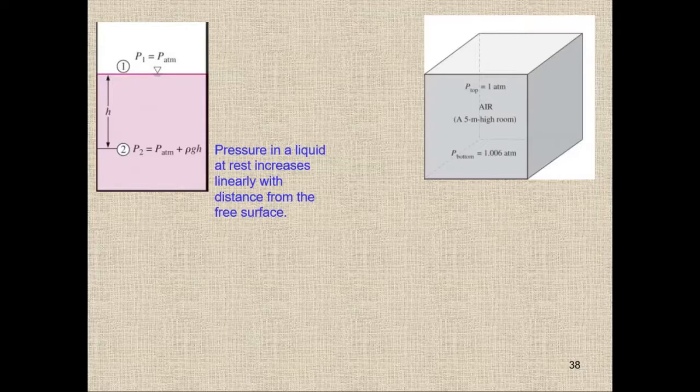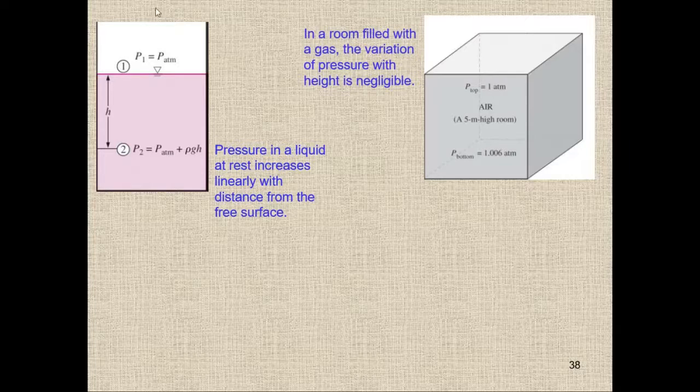So the density of the gases is very low. Normally the density of the air is 1.2 something, while the density of the water is 1000. So you can see the difference. So the delta P in case of water and in case of air for the same depth will be 1000 times less if we are going to use the gas. So in a room filled with a gas, the variation of the pressure with height is negligible. So for the gases, we will neglect the pressure difference with respect to depth.